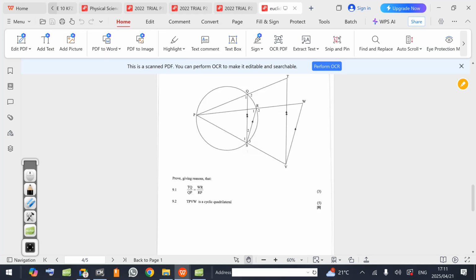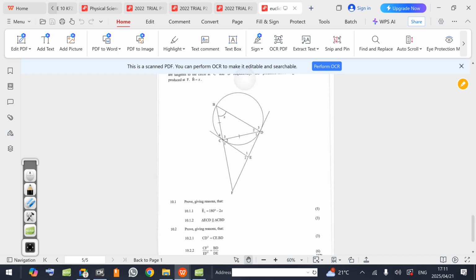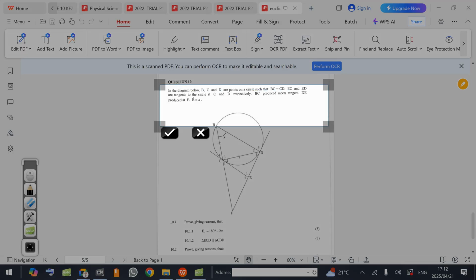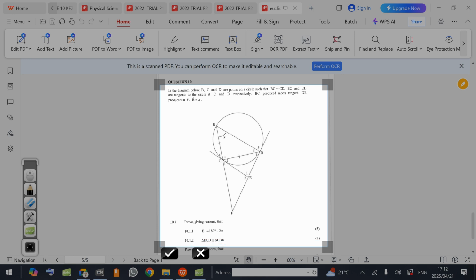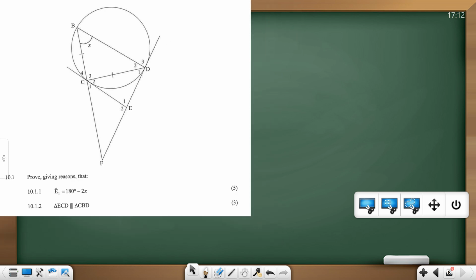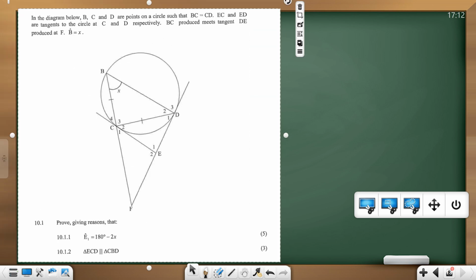Okay, let's look at the next one. Are we done here? We're going to start gradually here. Let's start with this first one, 10.1. Did you have time to do this? All right, I want to give you 10 minutes. This is 8 marks. Look through. You have the question as well.